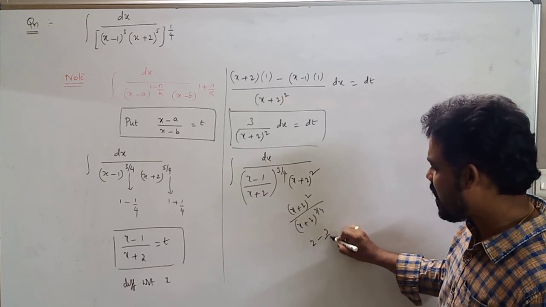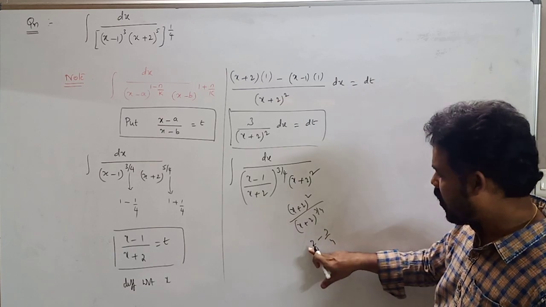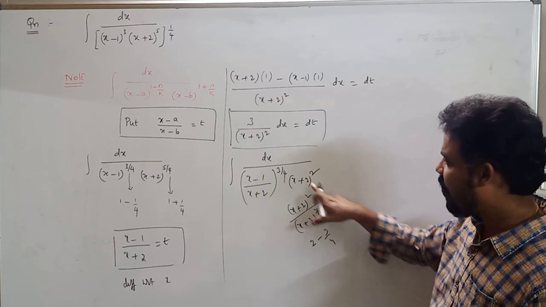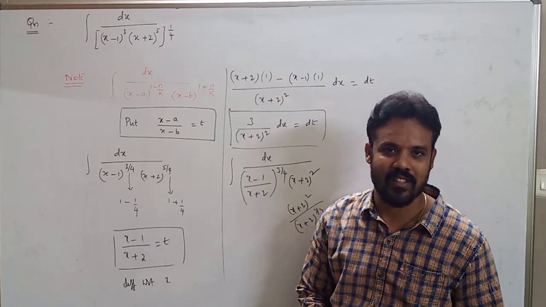That means 2 minus 3 by 4. a power m by a power n is a power m minus n. 4 twos are 8, 8 minus 3 is 5, so 5 by 4. Satisfied. That is a simple calculation.